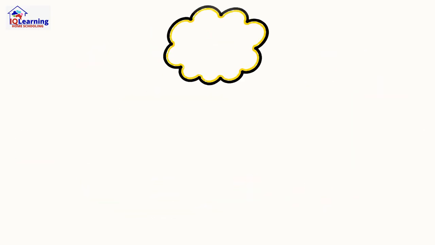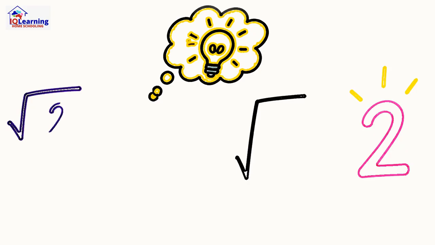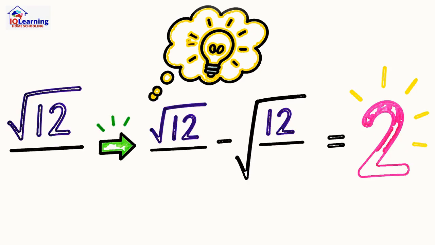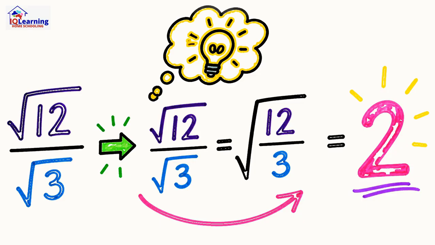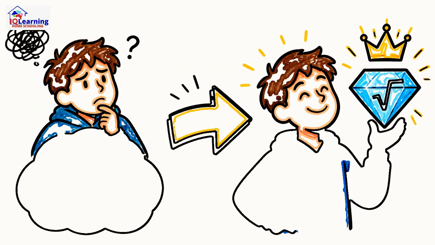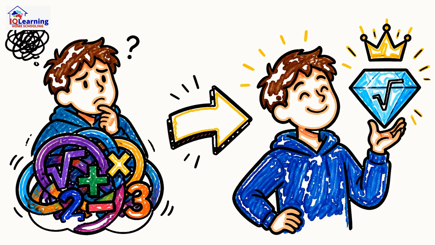Before you jump into these methods, always remember one final tip. Check if you can simplify first. The square root of 12 divided by the square root of 3 might look like a job for rationalizing, but it's just the square root of 4, which equals 2. Much faster. Mastering this technique isn't about changing a number, but about presenting it in its most elegant and useful form, a skill essential for success in higher-level math.